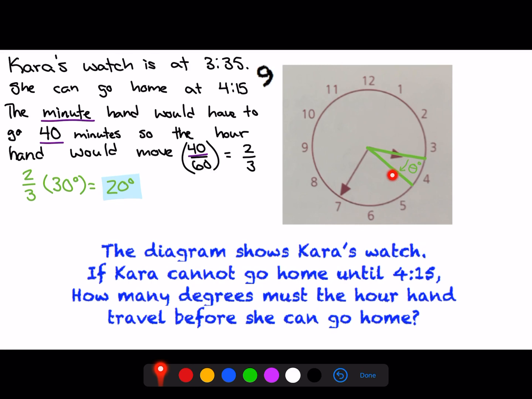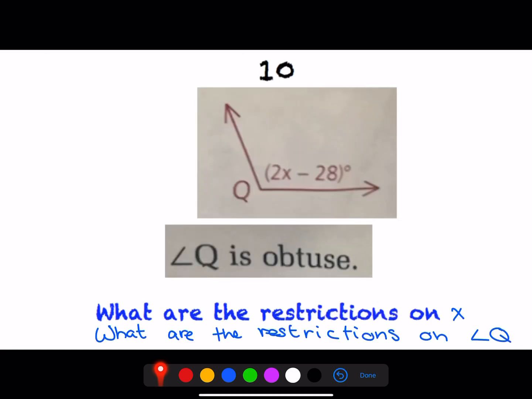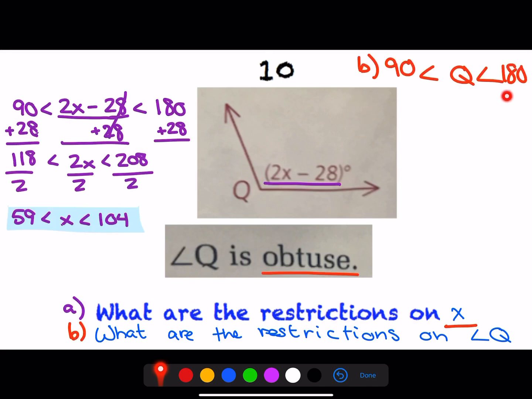All right, next up, number 10, we are going to be looking for restrictions on this angle. So go ahead and pause the video, try this one out, then we'll go through it. Looking at this one, we can see that angle Q is obtuse. Well, what that means is that angle Q must be larger than 90, but less than 180. So our restrictions on Q are between 90 degrees and 180 degrees.